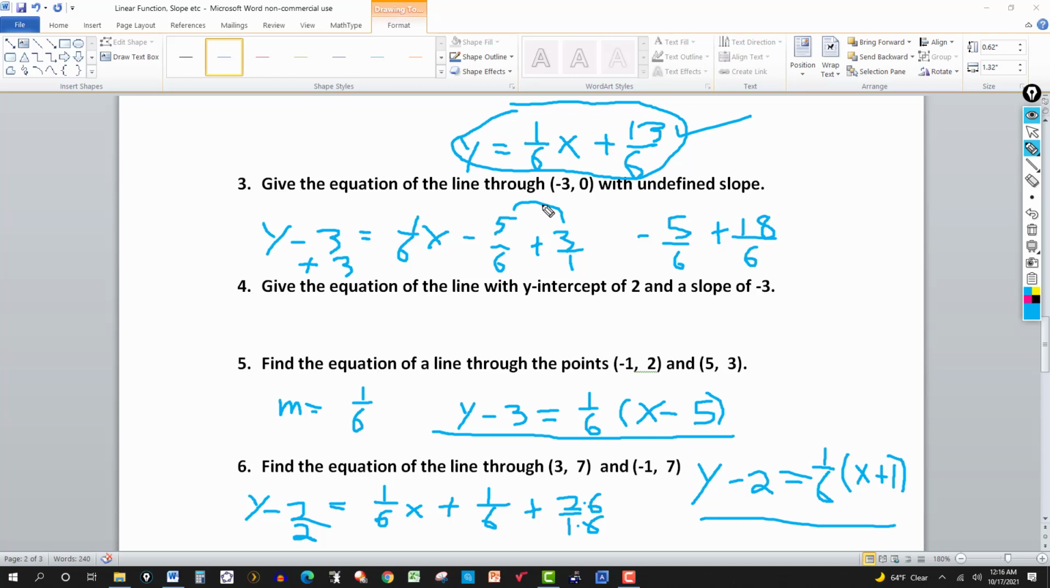Otherwise, depending on what they ask you, this is a correct answer. This is a correct answer, because if you simplify those and write it in slope-intercept form, they come out to be the same thing. Okay, so now let's cancel these.